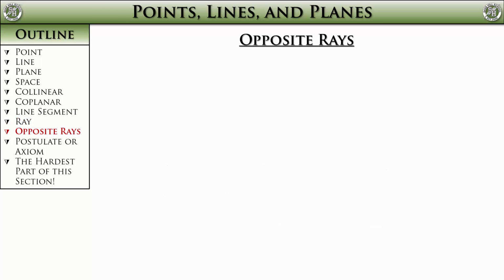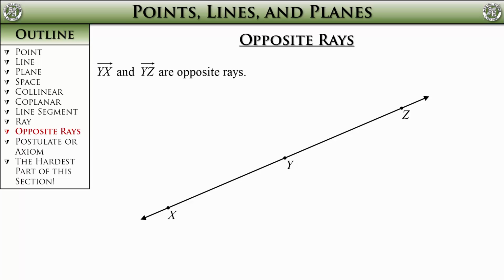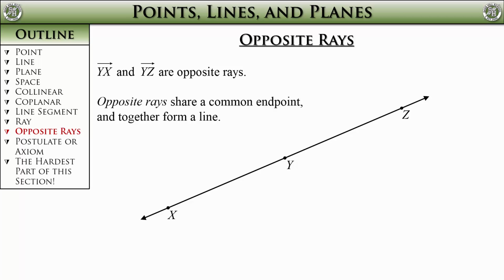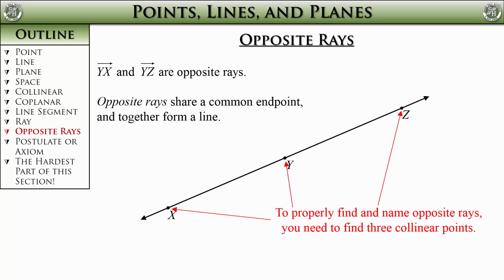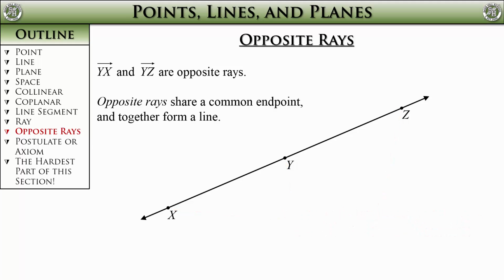Opposite rays are just what they sound like. They are rays that go in opposite directions. If I put some labels on them, then I can name them ray YX and ray YZ. Those are opposite rays. Note that opposite rays share a common endpoint and together form a line. You may be asked to find and name some opposite rays in the picture. If you are, then you need to find 3 collinear points. The middle point of those 3 points will be your common endpoint. Here it is point Y. Opposite rays will always start with the same letter.